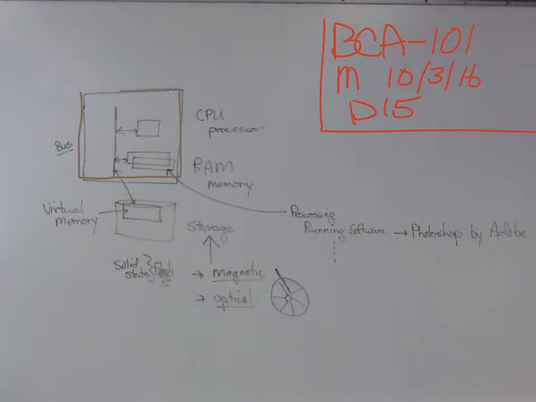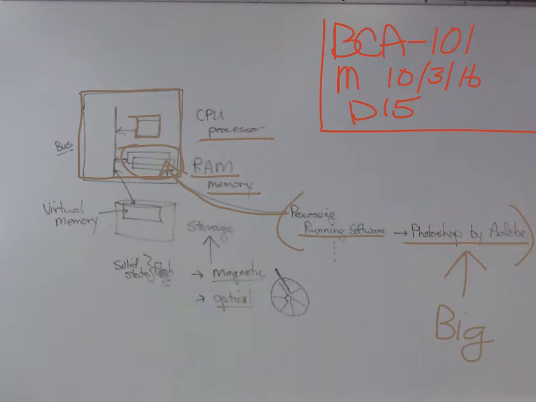What's the most important things on a motherboard? Central processing unit, RAM, memory, central processing unit, running software, right? The software will be in there running. And then we mentioned like Photoshop from Adobe. It's a big piece of software, so it can't fit it all in.